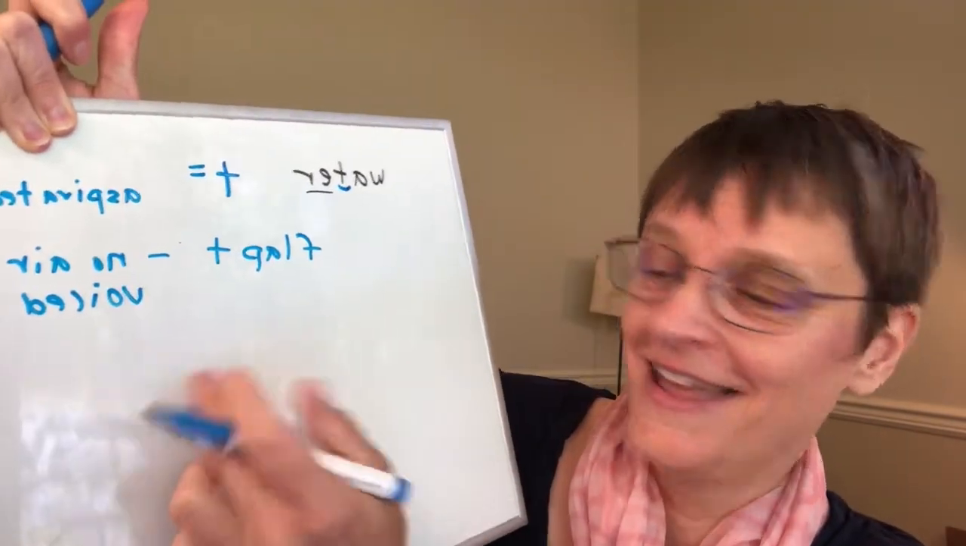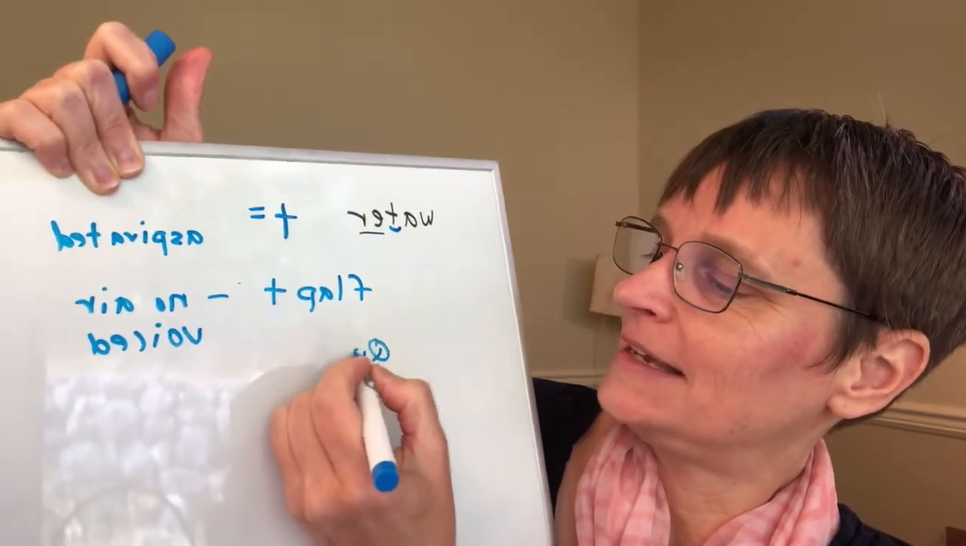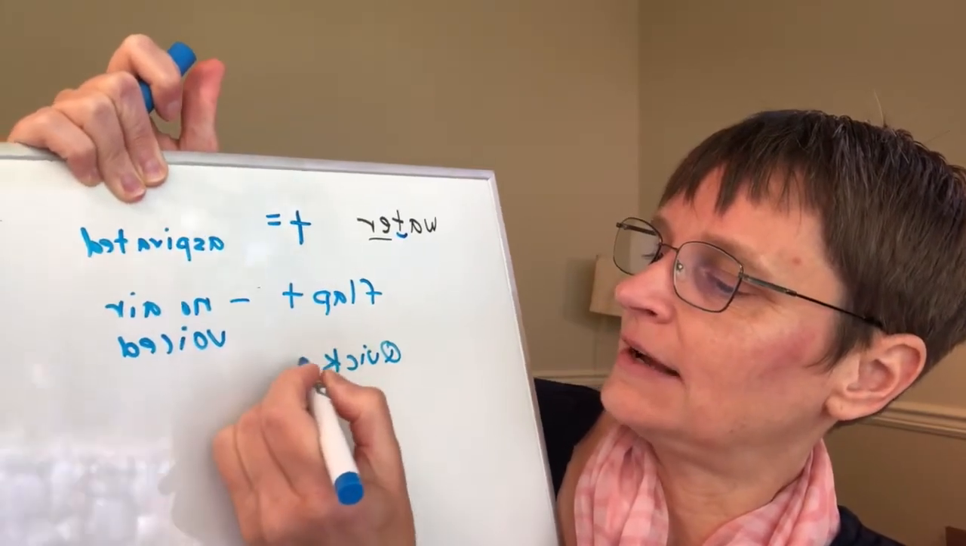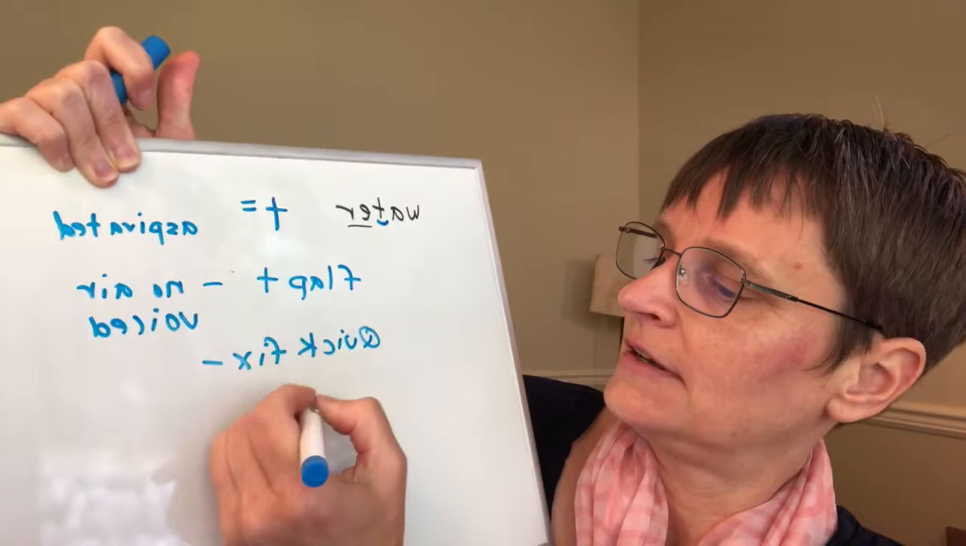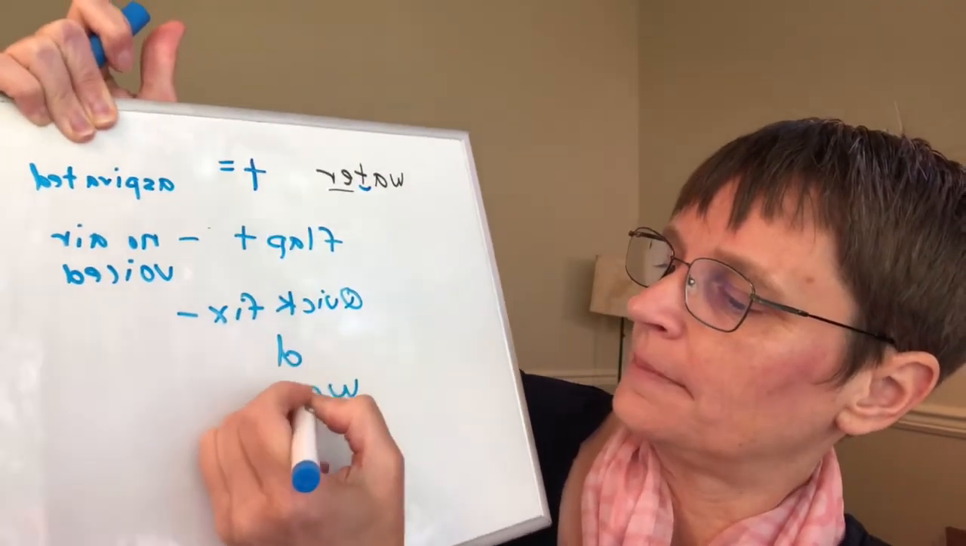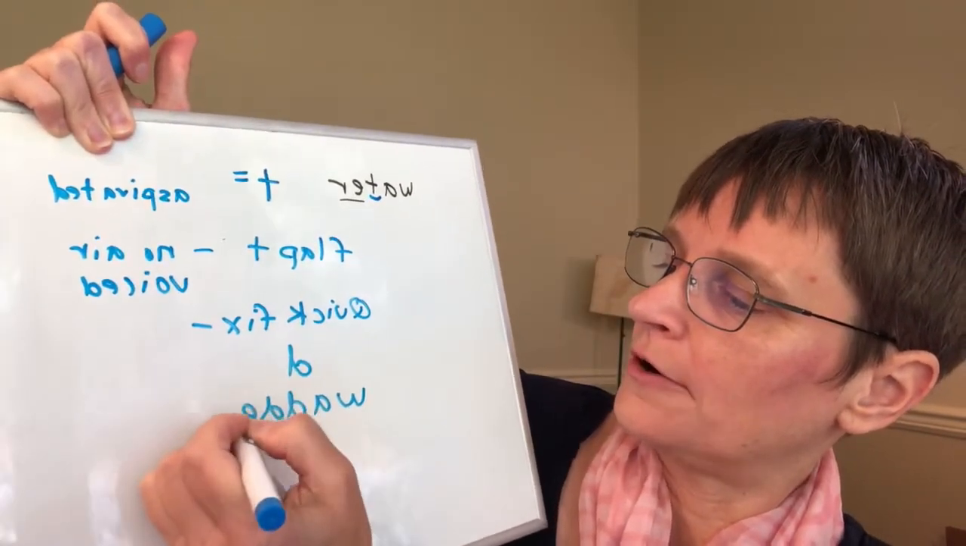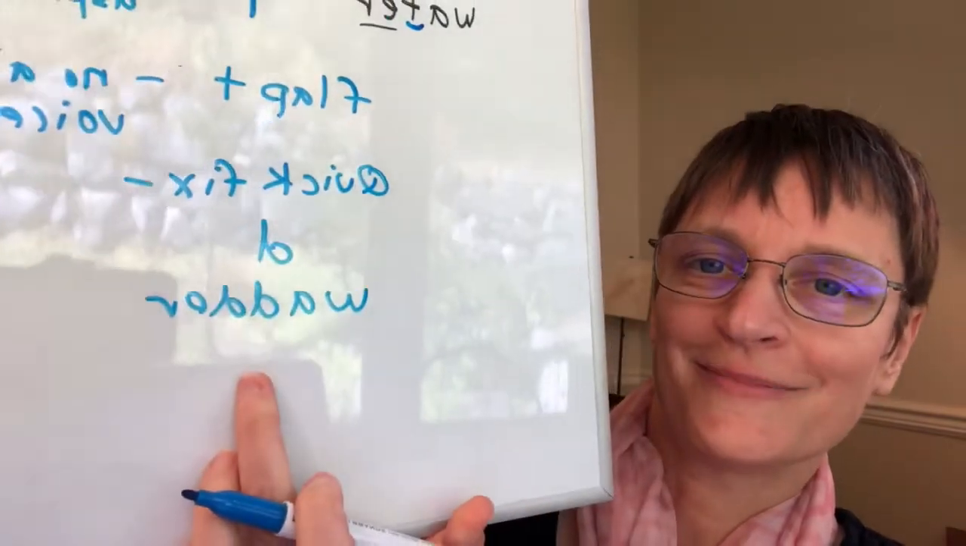This is complicated. The quick fix is simply think of that T as being more of a D sound. So try it like this, water, water. And so you may have noticed, okay, yeah, I'm not saying water the same way as Americans.